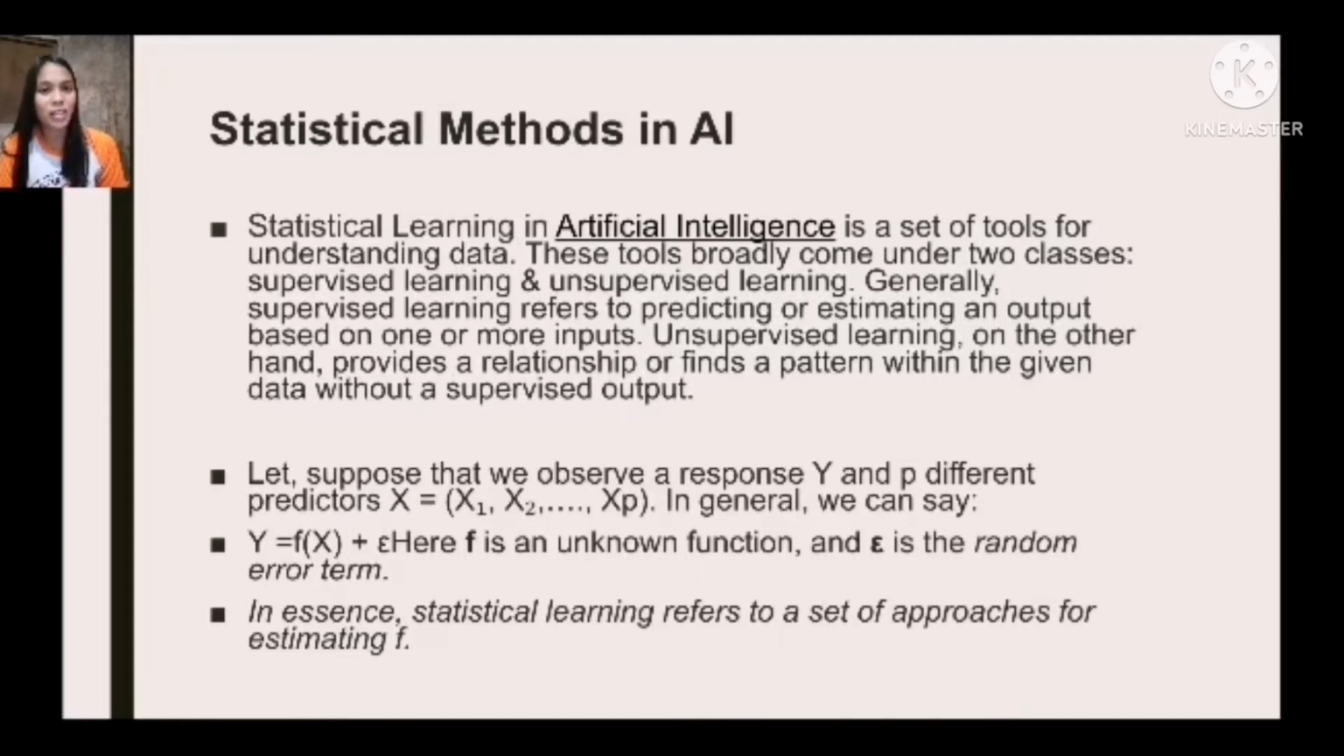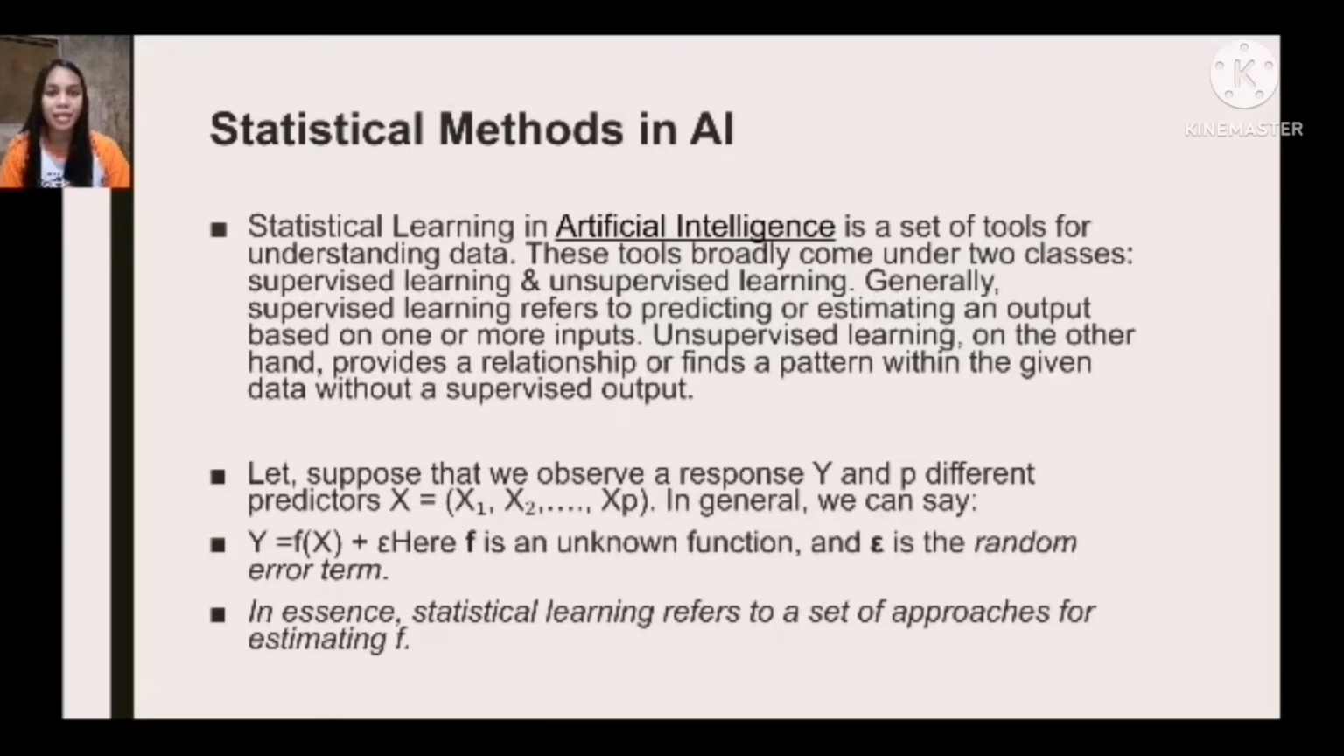Let's suppose that we observe a response Y and P different predictors, X equals x sub 1, x sub 2, and so on. So, we assume that there is a relationship between Y and X equals x sub 1, x sub 2, and so on. So, in general, we can say Y equals f(X) plus e. Here, f is an unknown function and e is the random error term. In essence, statistical learning refers to a set of approaches for estimating f.